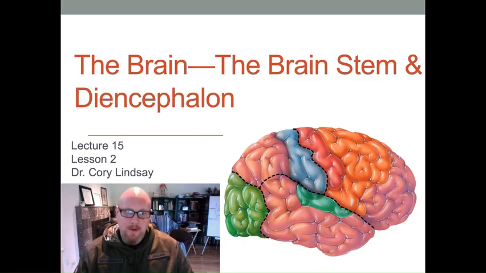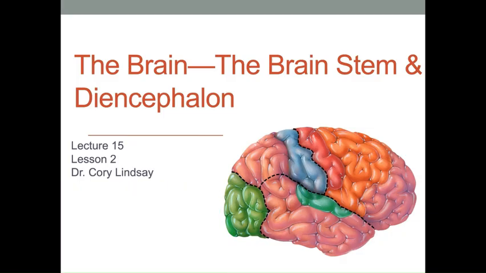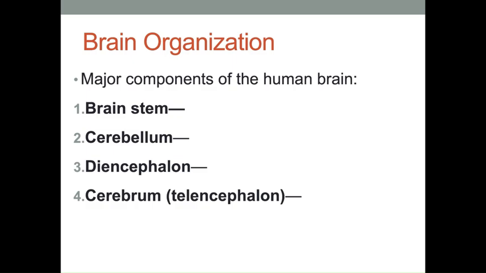In lesson two, what you see here, we're going to be focusing on the actual brain matter itself now. So what you see on this second slide is basically the major components of the human brain. So we have four distinct components that comprise the brain. They include the brainstem, the cerebellum, diencephalon, and cerebrum, which is sometimes referred to as the telencephalon.